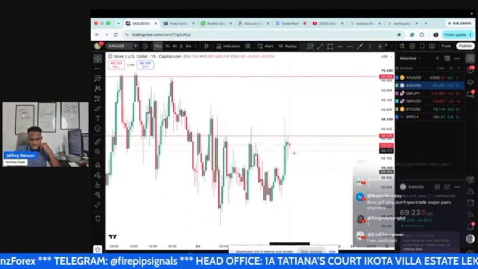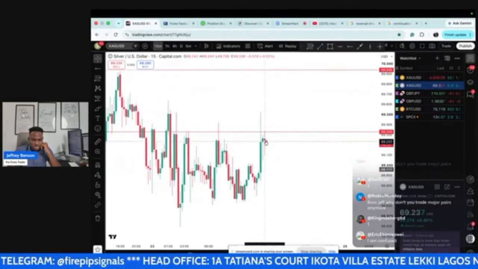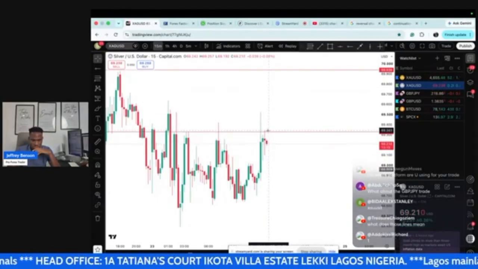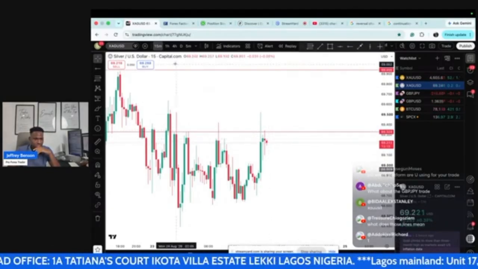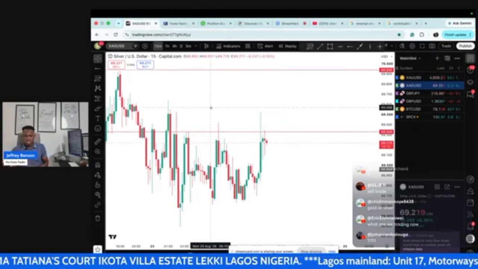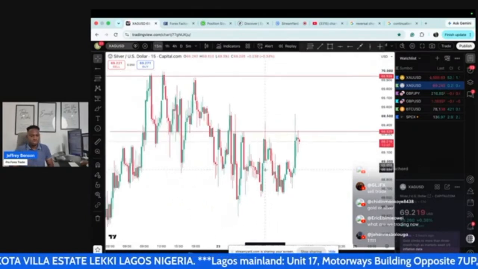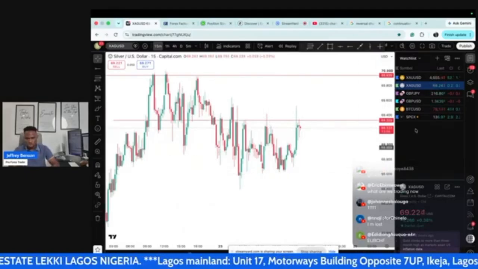Interesting level. So all I just want now is maybe this level to be tapped. That's all I just want. This is an opportunity level. Let's see what happens here at this point. This is for silver. I'm patiently waiting at this point for silver, and then we'll know what action to take.